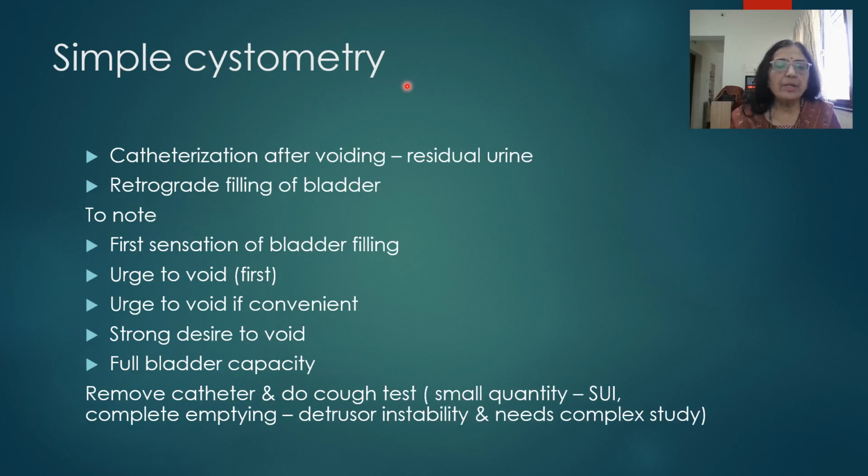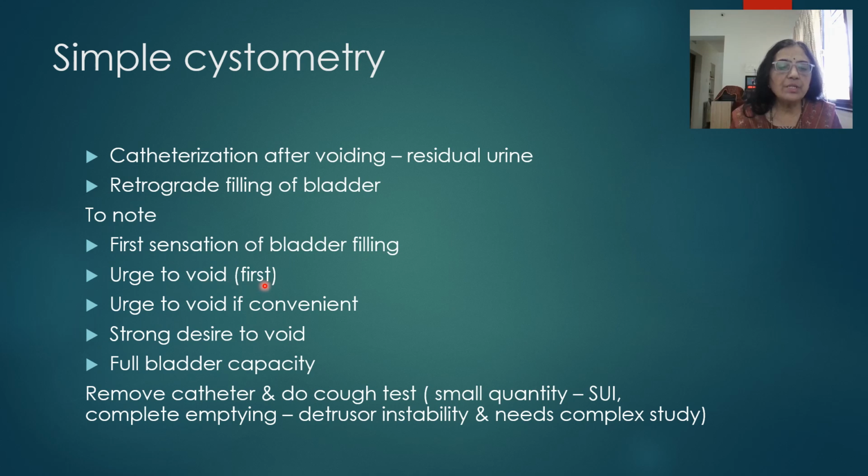Now, what is simple cystometry? Catheterization is done after voiding to see how much is the residual urine. Then the bladder is refilled in a retrograde manner, using gravity. And then we have to notice when is the first sensation of bladder filling. We have to fill the bladder with around 60 ml every minute, and whenever the patient says, we keep on inquiring and asking the patient. Whenever she says there is a first sensation of bladder filling, we have to note that.